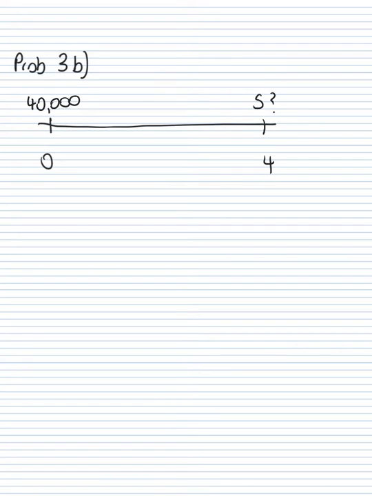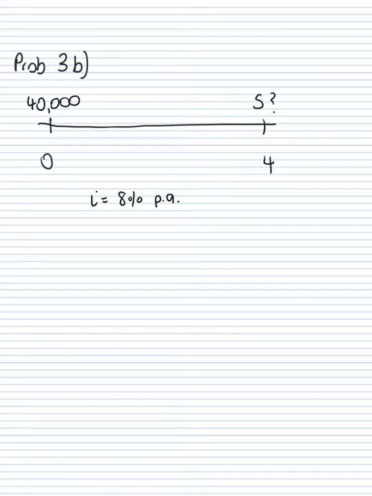In problem 3, part B, we have John investing $40,000 today for 4 years, and we've been asked to calculate what the accumulated value would be at the end of 4 years if John earns 8% per annum interest. So if we draw a diagram, what we have is John investing $40,000 today, and we've been asked how much he'll have in 4 years' time if he earns 8% per annum interest.